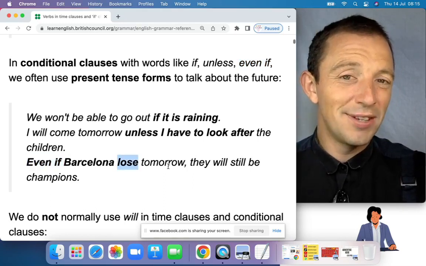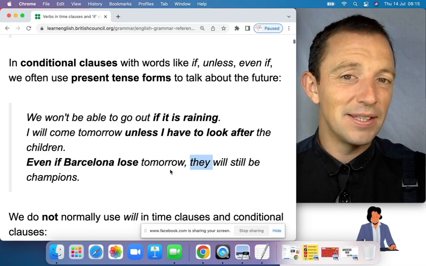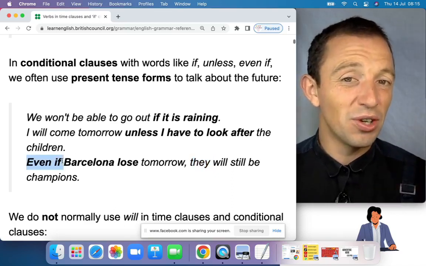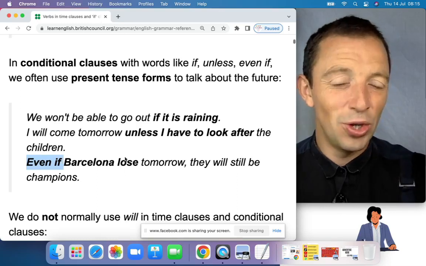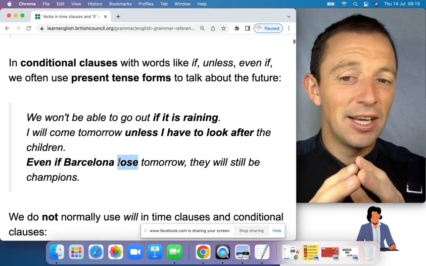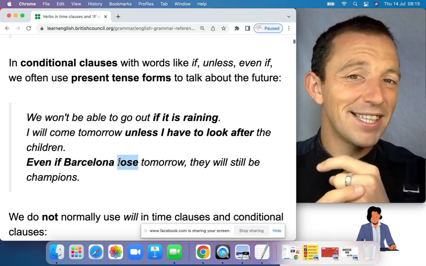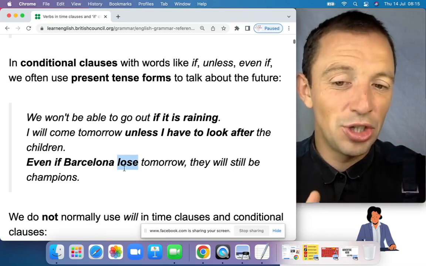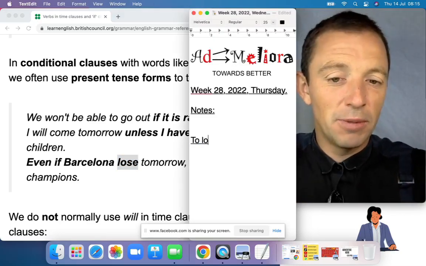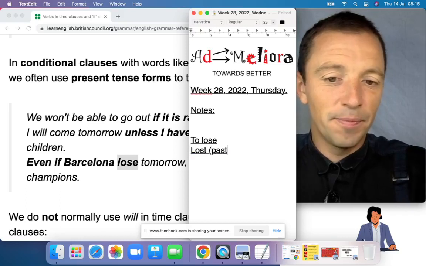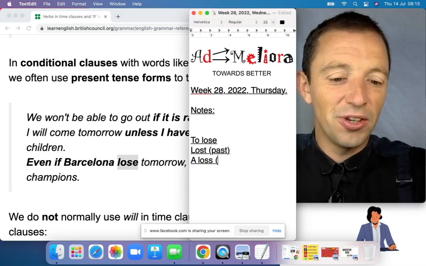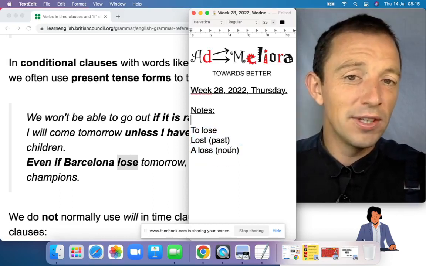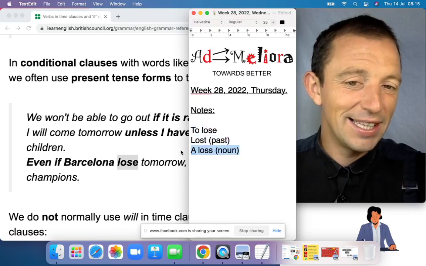Barcelona lose tomorrow, they will still be champions. So even if, very interesting, and again it signals the introduction of the conditional. Even if Barcelona lose, very important, because the verb is to lose, the past is lost, and the substantive is a loss. So let me show you this family because it's very important. The verb is to lose, the past is lost, and the noun is a loss. So it's a really interesting family of words because of the verb, the past, and the noun.